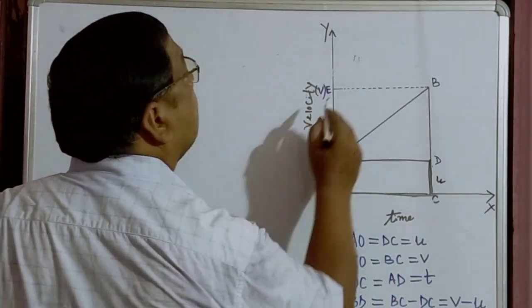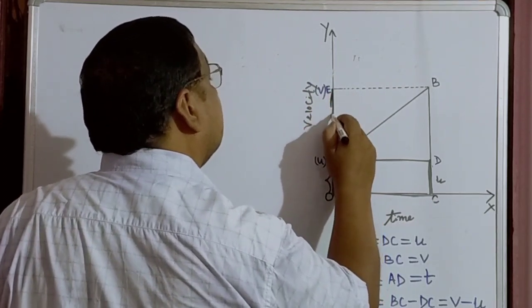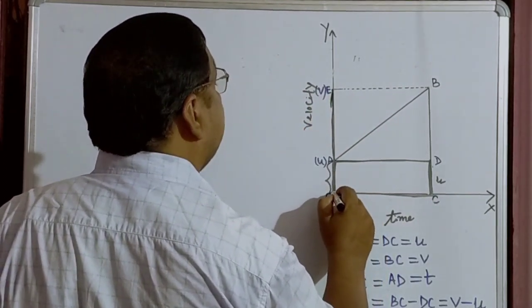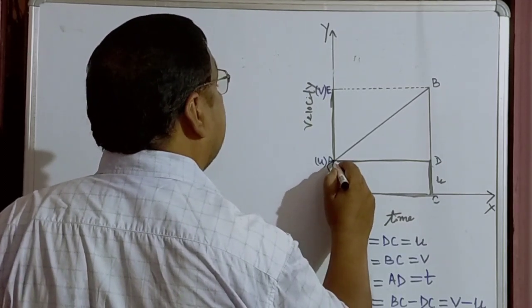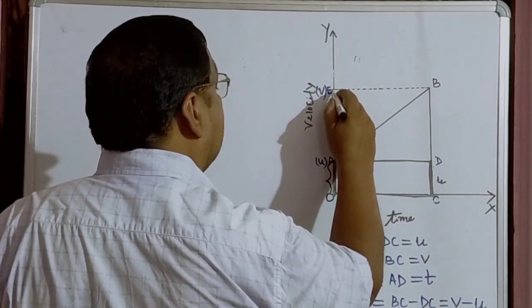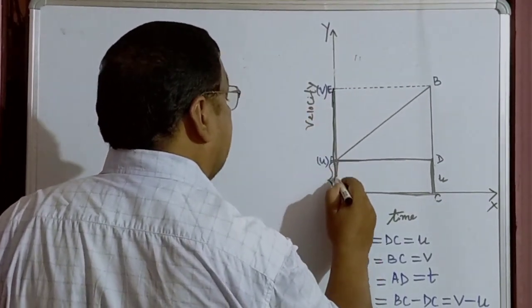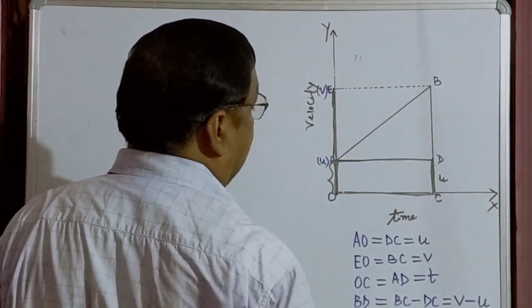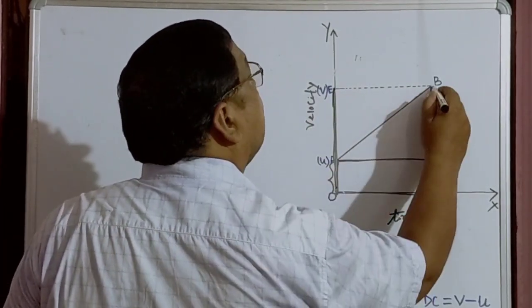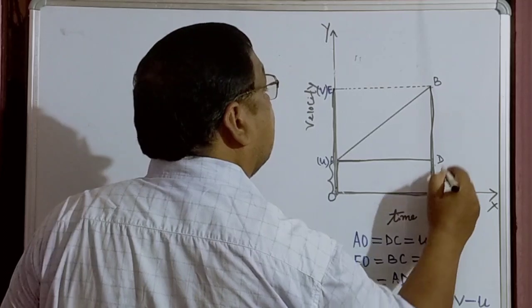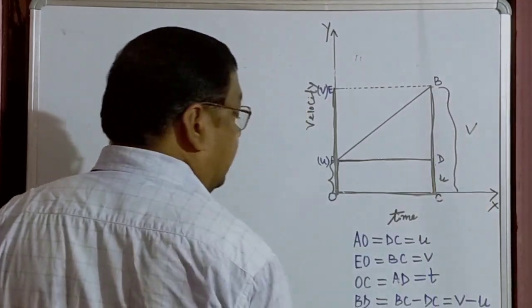EO, this portion. This is the initial velocity and this is the final velocity. So EO, this total portion, is the final velocity, that is v. EO is equal to BC, that is equal to v. This total portion is v.